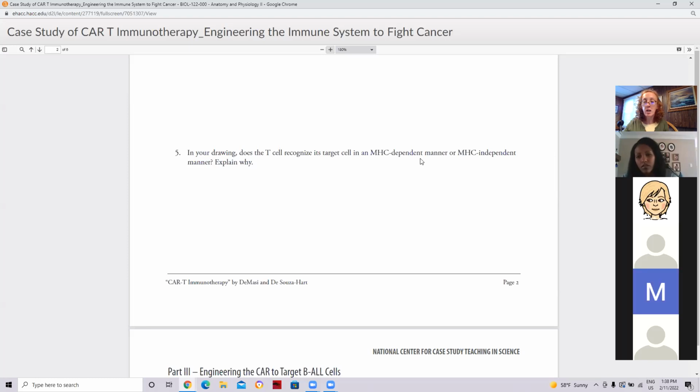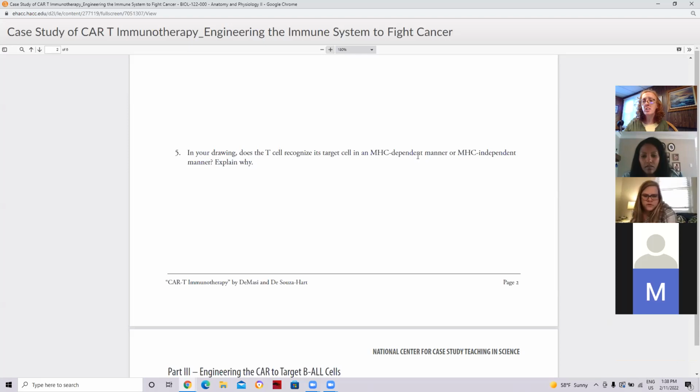Would it mean that the T cell doesn't need the MHC to recognize the infected cells? Yeah, it doesn't need it. Right, Martin, it doesn't need it. Does it need it in this case? Yes. Yeah, so it's MHC dependent.